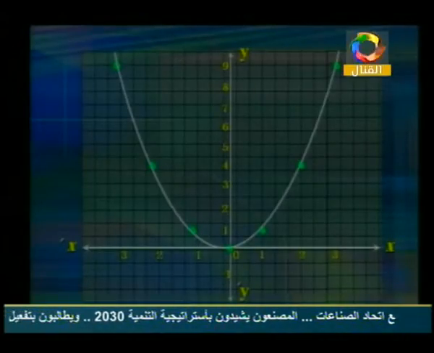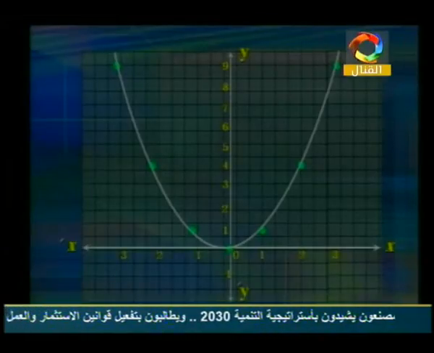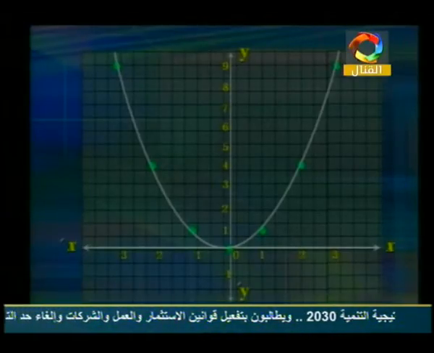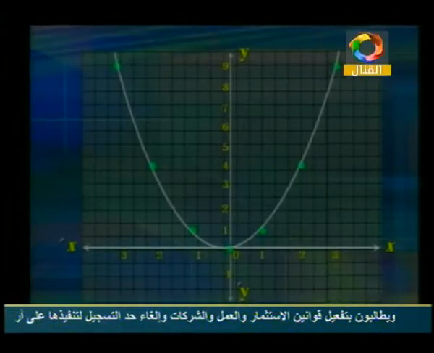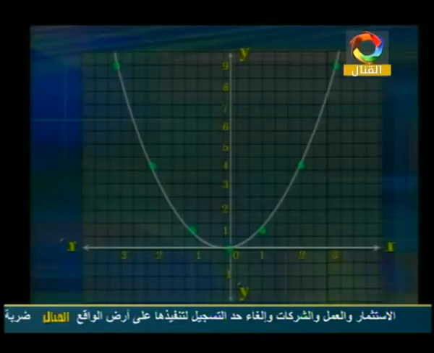Then the quadratic function is represented on a graph by the points (-3, 9), (-2, 4), (-1, 1), (0, 0), (1, 1), (2, 4), (3, 9). This is the curve. The quadratic function is represented on a graph by a curve line.